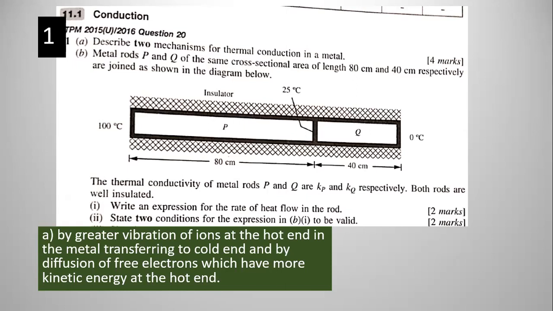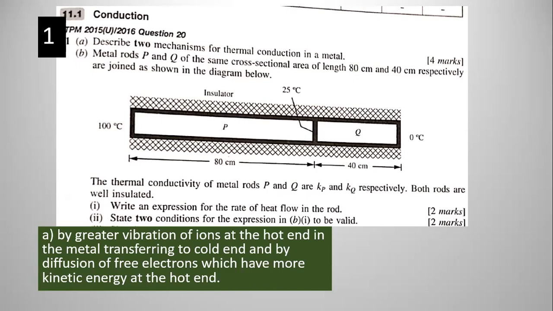First, at the hot end there is greater vibration of ions, greater amplitude, so the wave travels to the cold end. That's one method. And then the other one is the electrons at the hot end have greater kinetic energy, so they diffuse to the cold end where the electrons have a lower kinetic energy. So that's how the heat is transferred.